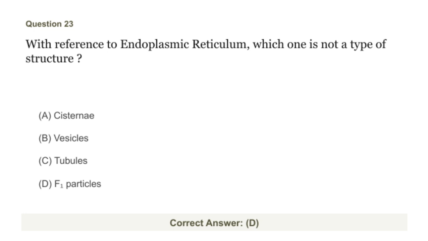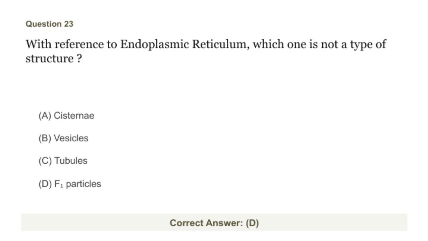are all part of the ER's architecture. These structures help in functions like protein and lipid synthesis, transport, and processing. However, F1 particles are not part of the ER's structural framework. Instead, they are associated with the mitochondria, specifically involved in ATP synthesis as part of the ATP synthase complex. So, recognizing that F1 particles are not structural components of the ER helps clarify how different organelles have distinct structures and functions within the cell.